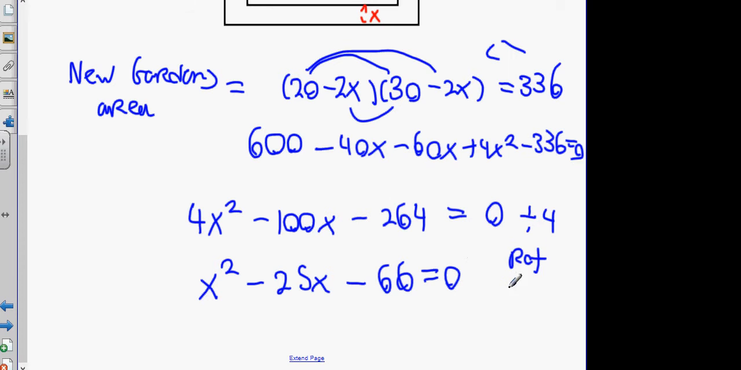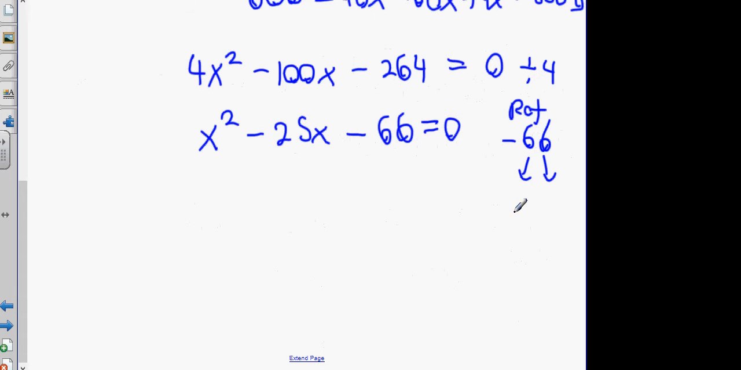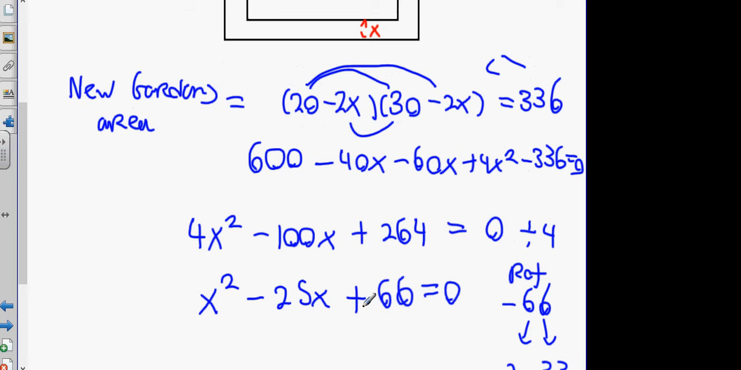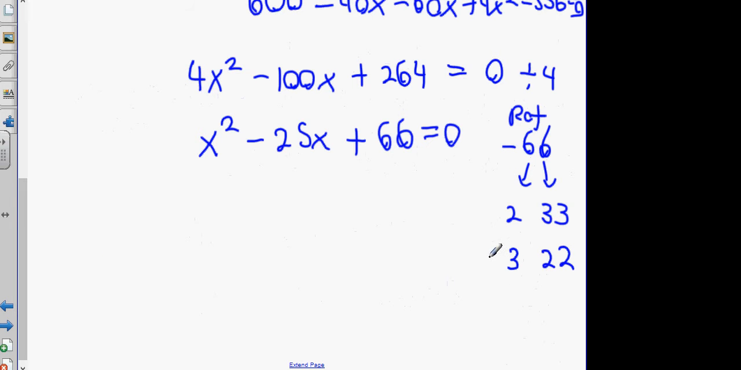We can do it quite easily with a reference number. The reference number is 66, and the two factors I'm thinking of: 1 and 66 definitely won't work. 2 and 33 definitely won't work, too big. 3 and 22. Now, just one second with this. It's actually plus 264, because it wouldn't match up otherwise, so 600 minus 336 is plus 264. Now it works perfectly, a double minus. So you get x minus 3 times x minus 22 equals 0.